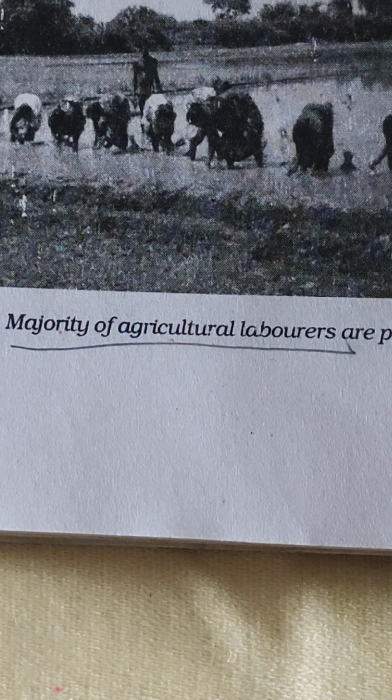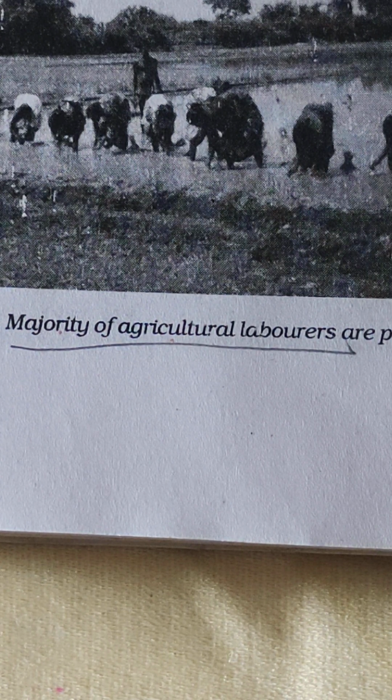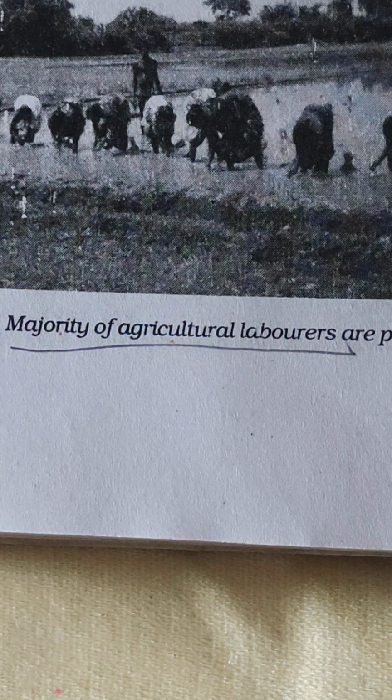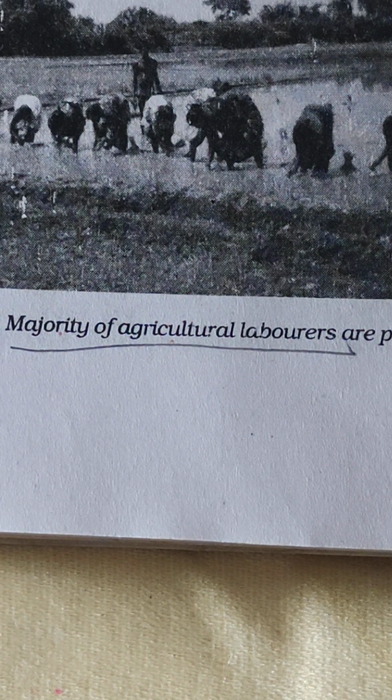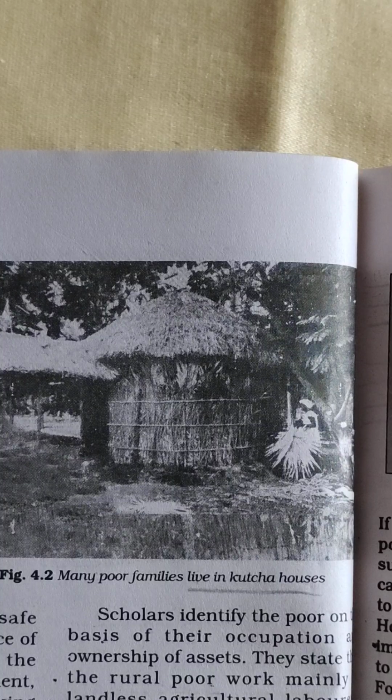The photo shows people, mostly women, transplanting rice. And the caption is "Majority of agricultural laborers are poor." The picture shows a kacha mud house. So the caption is "Many poor families live in kacha houses in the rural areas."